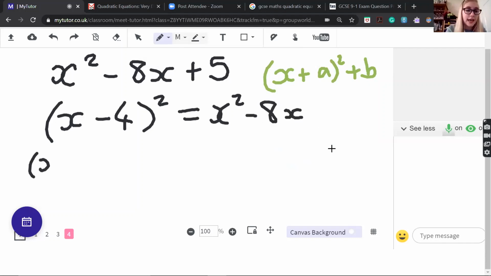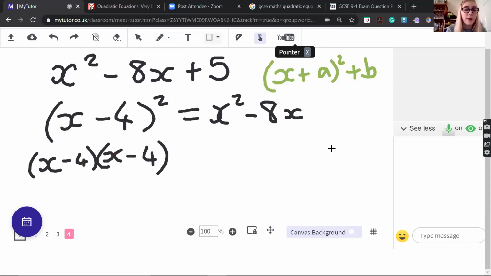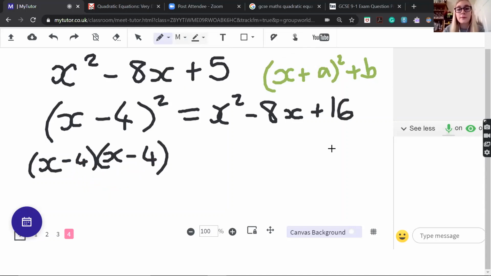So just in case you need to have a look at this, go for it. So x squared minus 4x minus 4x, and then minus 4 times minus 4 is plus 16. So that's where we're at the moment. And look how close we are already. We've got our x squared minus 8x. Brilliant. All we've got to worry about is making this 16 into a 5.